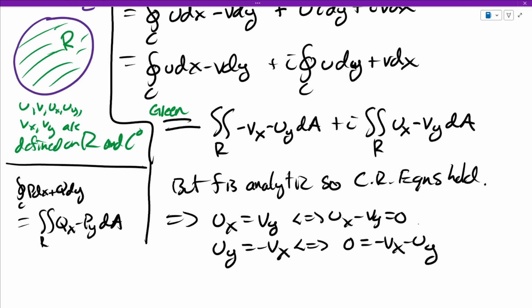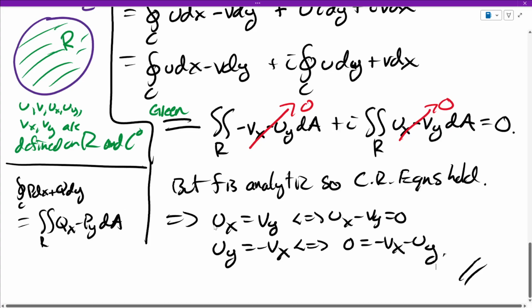So in particular, if we were to go back up to our computation here, that's 0, that's 0. So what do we get? Well, we get 0. That's it. Proof is over. So that's the proof of Cauchy's theorem.